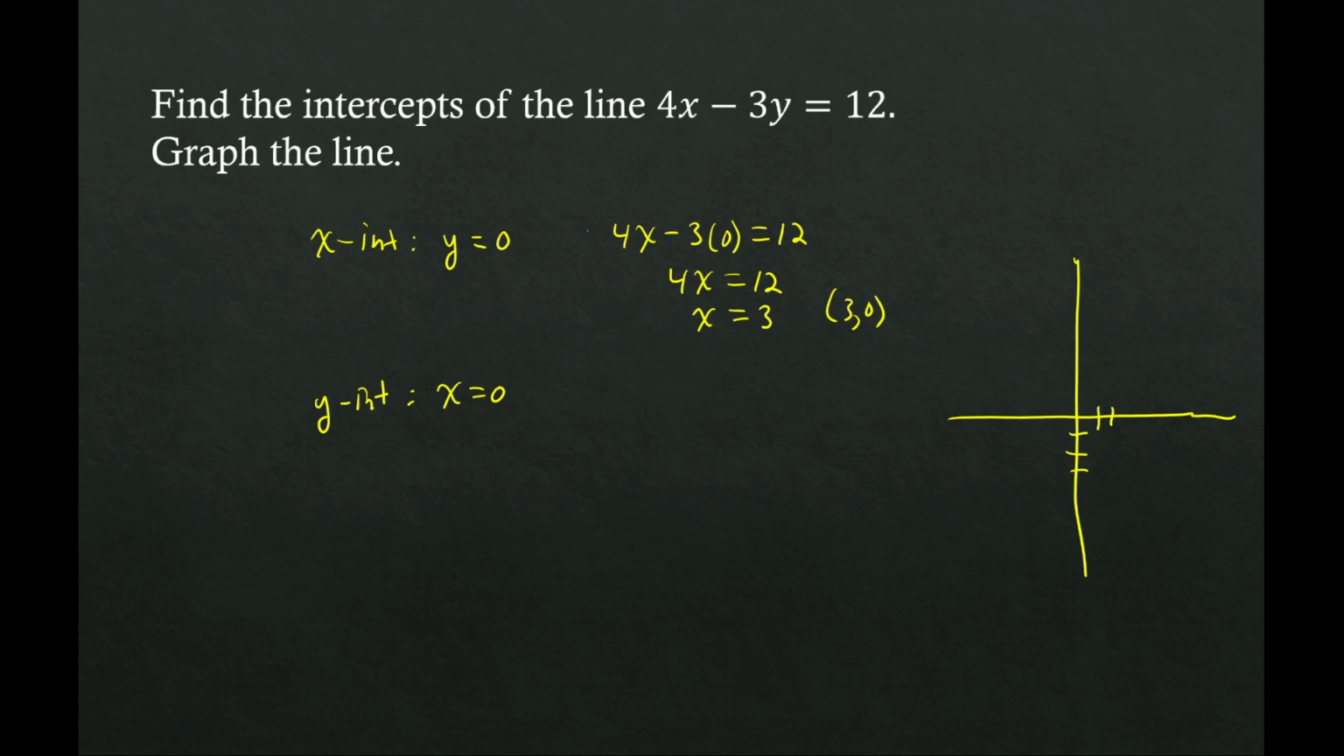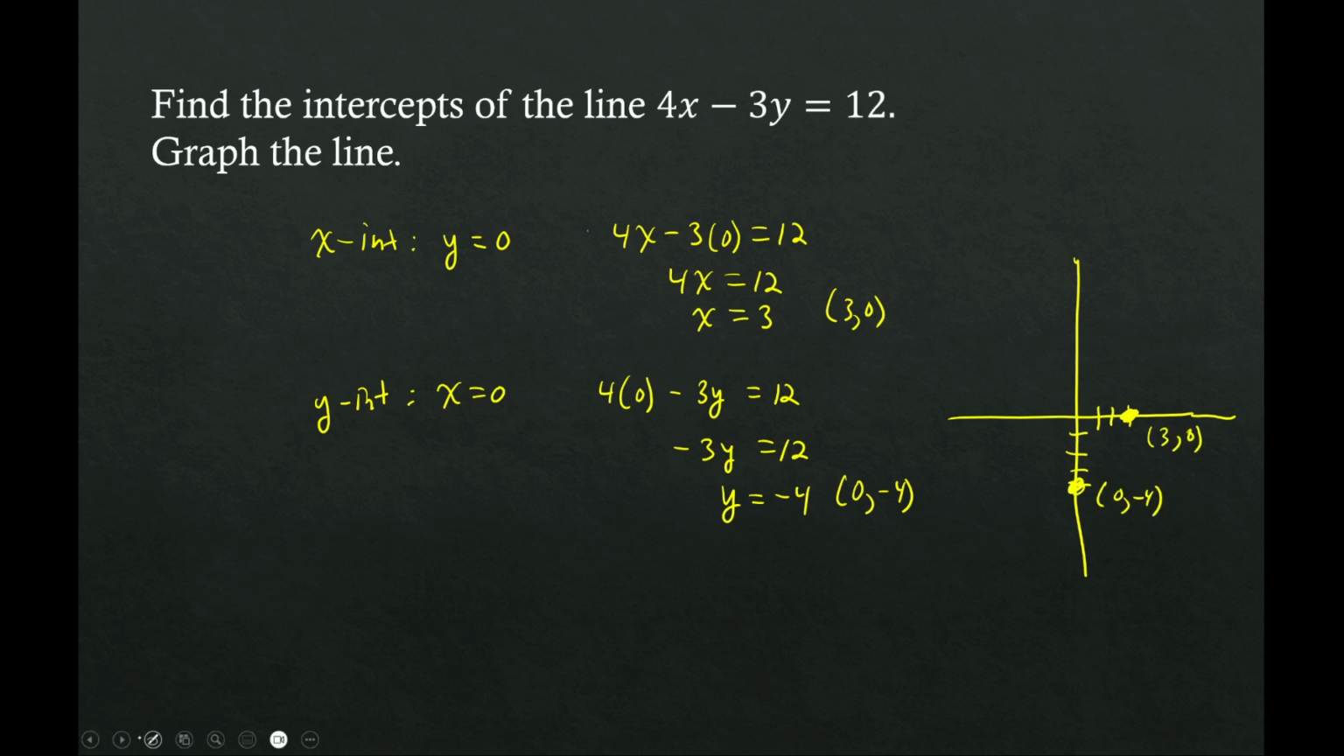To find the y-intercept, you will set the x equal to 0 and solve for y. So we'll get 4 times 0 minus 3y is equal to 12. So we get minus 3y equals 12. So y will be equal to -4 when you divide by -3. So we'll have 0, -4 for the y-intercept. Now when we graph these, 3, 0 will be that point. 0, -4. And we can connect those to give us our line, which will be that. So that's the line 4x minus 3y equals 12.